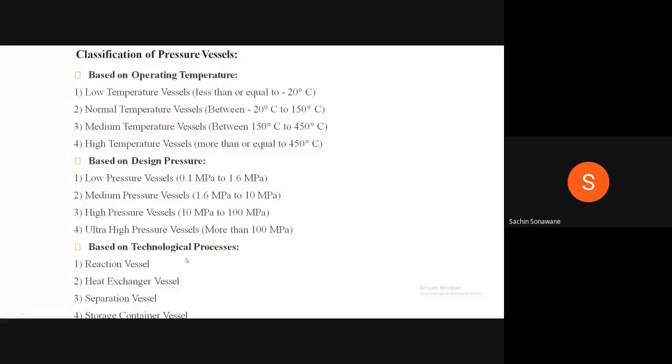Then based on technological processes, reaction vessel. Reaction vessel you will find in sugar industry. Then heat exchanger vessel. Heat exchangers are also there in dairy industry and sugar industry. Separation vessel, storage container vessel. Wherever process industries are there, there you will find pressure vessels. Process industry means dairy industry, sugar industry, cement industry. These are known as process industries.